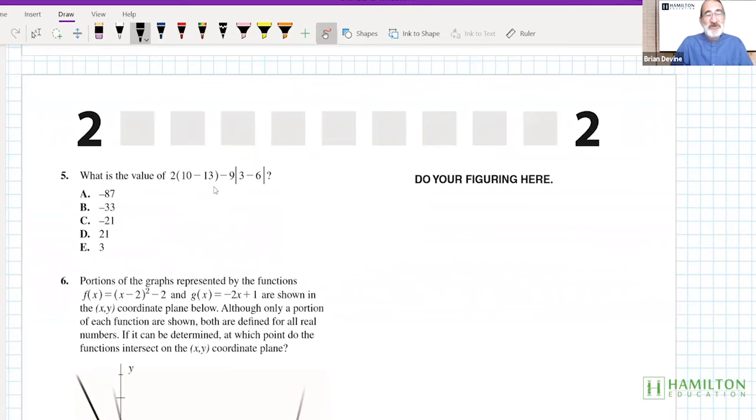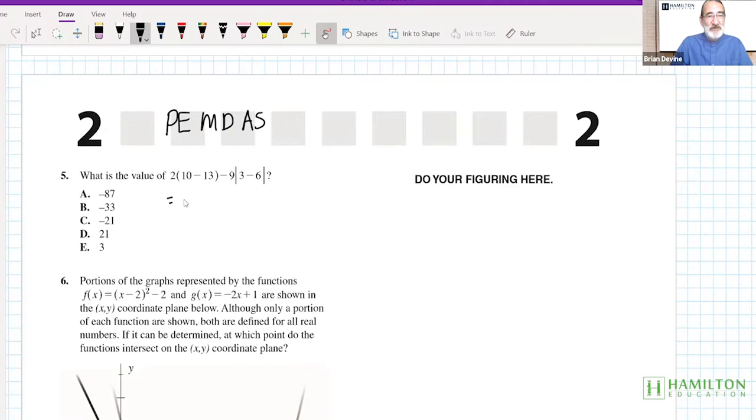For problem number 5, we're given an algebraic string, there's parentheses, there's absolute value bars, and I remember PEMDAS. Parentheses, then exponents, then multiplication and division, followed by addition and subtraction as I move left to right through a string of operations. So this order of operations, I'm going to take care of parentheses first.